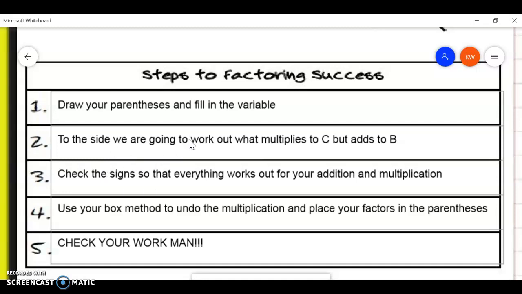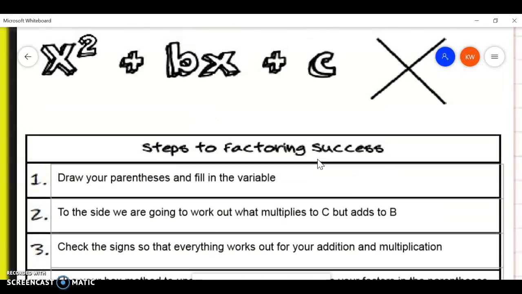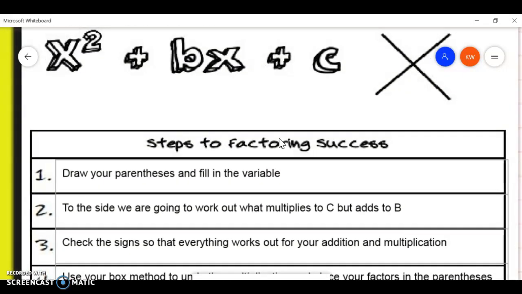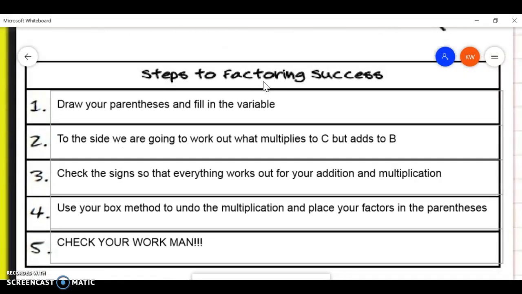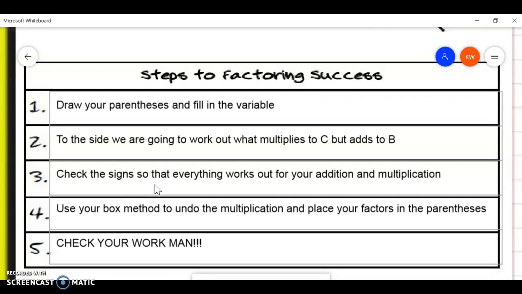Now to the side, we're going to work out what multiplies to c, our number in the back, but adds to b, our number here in the middle. Now, you're going to check the signs of these factors and see what works out for your addition, multiplication, so that everything works out to give you your expression. And then you can use the box method to undo the multiplication and place your factors in the parentheses. And then finally, always check your work, okay?